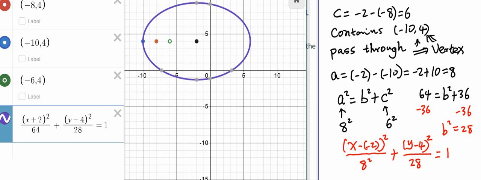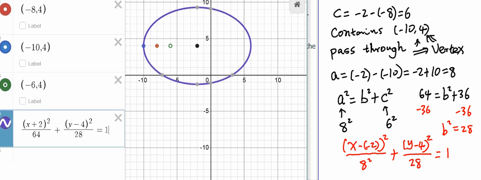So that would be our picture. You can see here the graph passes through this point. That's (-10, 4), and here is the center. Okay, so we have both the equation and the graph.